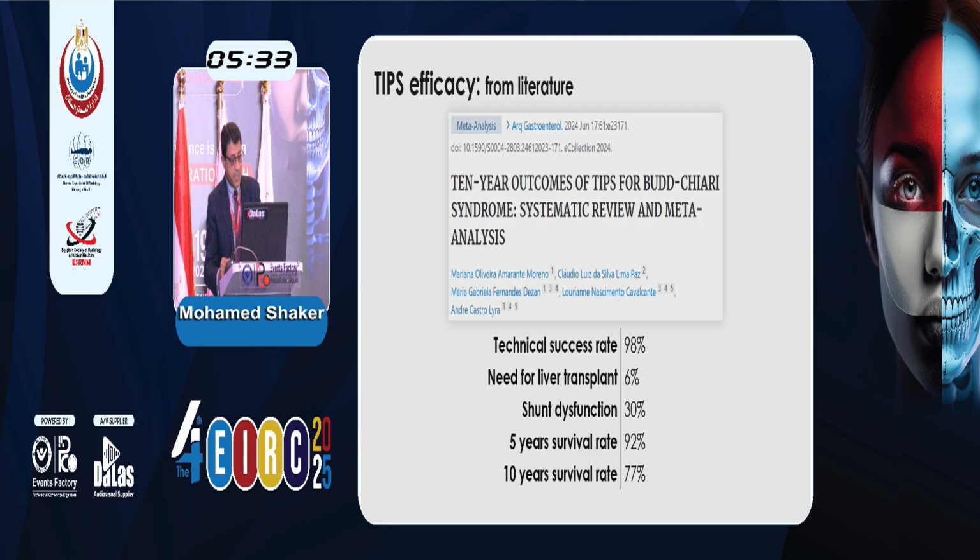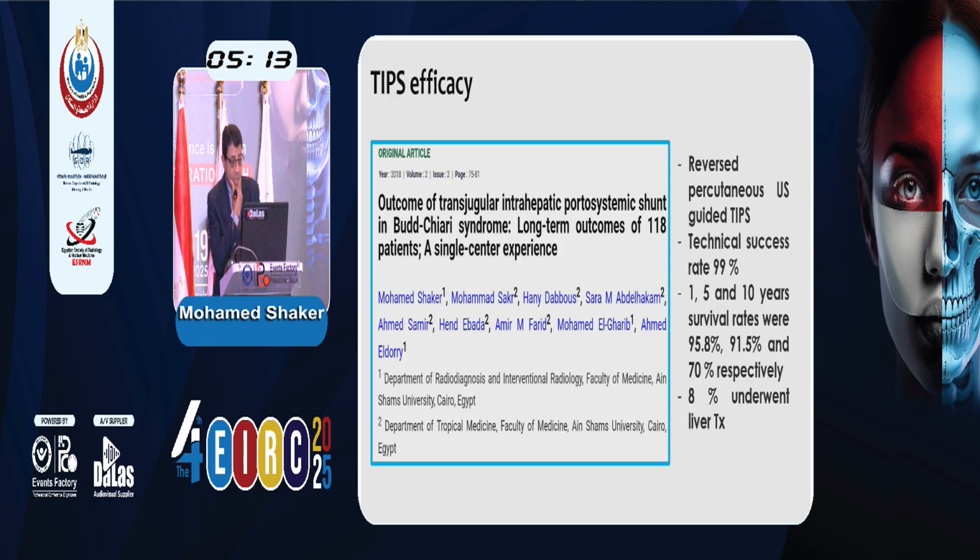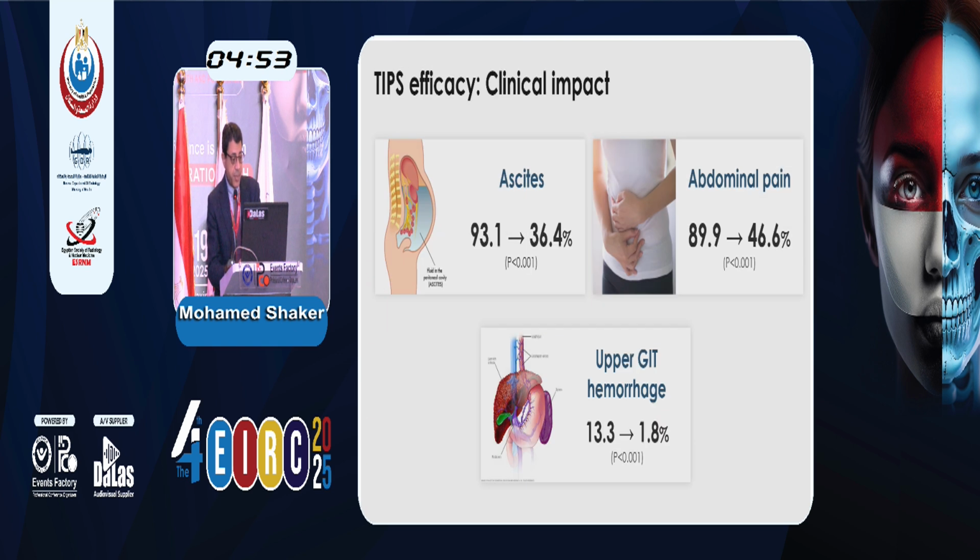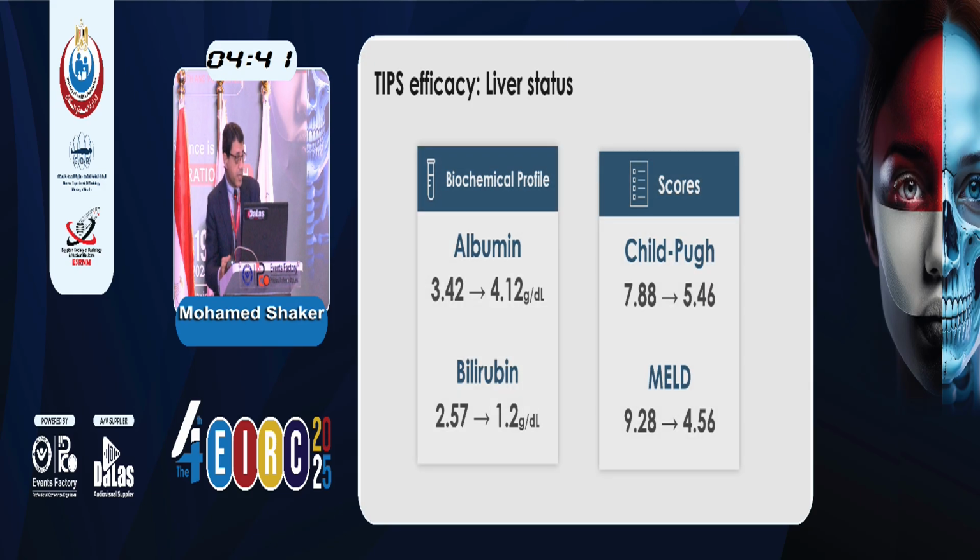In this systematic review and meta-analysis, the technical success rate is near 100%. Need for liver transplantation in 6% of cases. Shunt dysfunction may occur in up to 30% of cases. 5-year survival, 92%. 10-year survival, 77%. In our publication in 2018, including 118 cases, we achieved almost a nearby outcome using the reverse TIPS technique, with technical success rate 99%, and 1-, 5-, and 10-year survival rates of 95, 91, and 70% respectively, and 8% of our patients underwent liver transplantation. With significant improvement in the clinical outcome in terms of improvement of the symptoms, ascites, abdominal pain, upper GI bleeding, as well as significant improvement in the liver status, including the liver function, Child and MELD score.